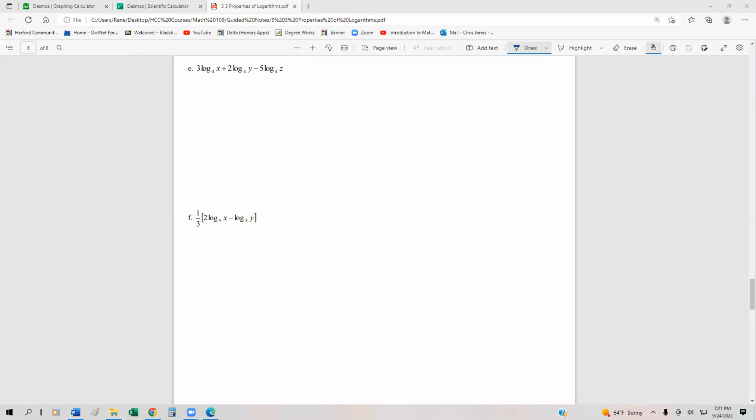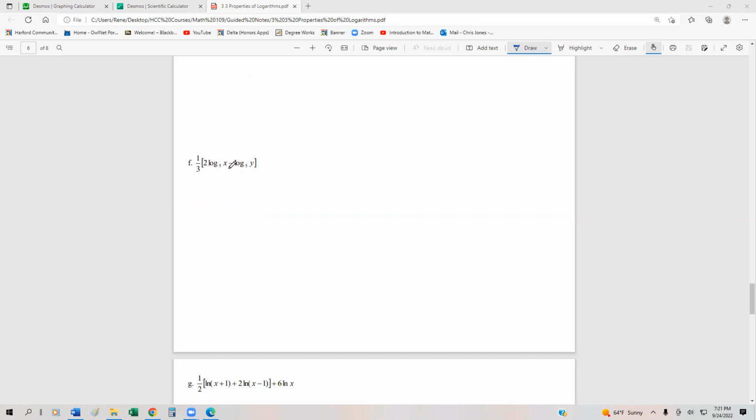In this video, we're going to take a couple more looks at writing these expanded logarithms into a condensed form. And then finally, we're going to look at the change of base formula. So we have 1/3 times (2 log base 5 of x minus log base 5 of y). We should always distribute first. All right, so let's do that to begin.